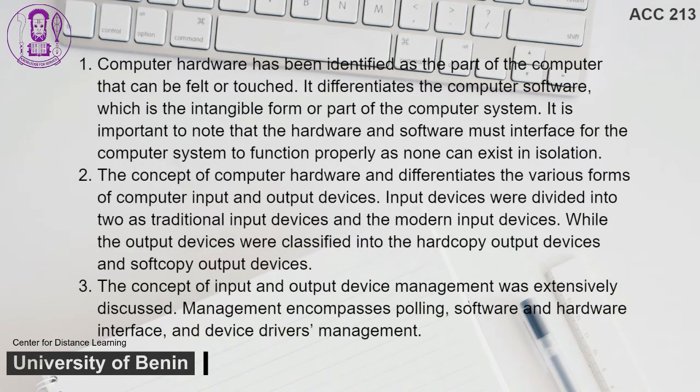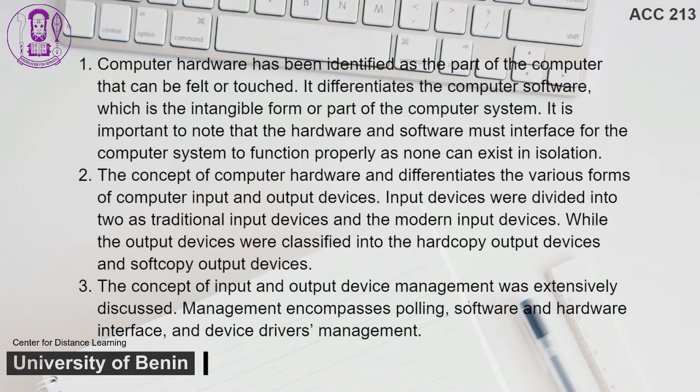Summary of Study Session 3. In this study session, please note the following. 1. Computer hardware has been identified as the part of the computer that can be felt or touched. It differentiates from computer software, which is the intangible part of the computer system. It is important to note that the hardware and software must interface for the computer system to function properly, as none can exist in isolation.